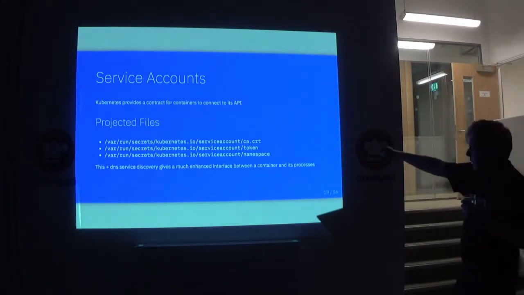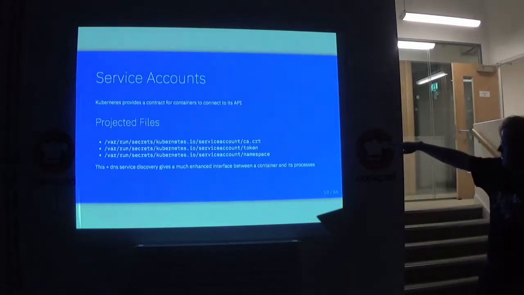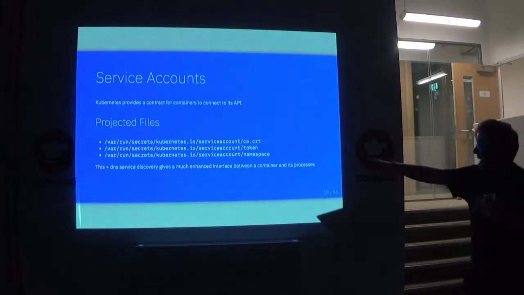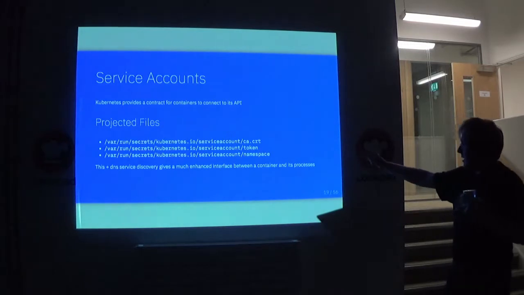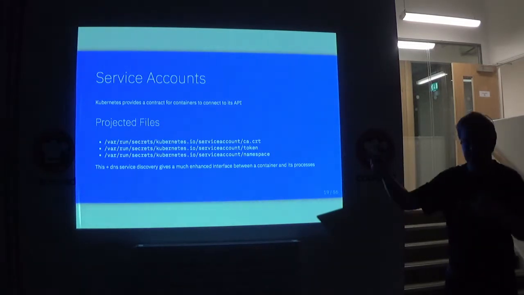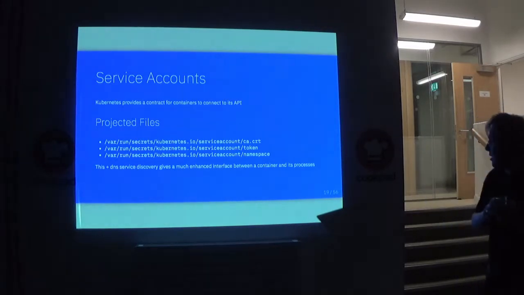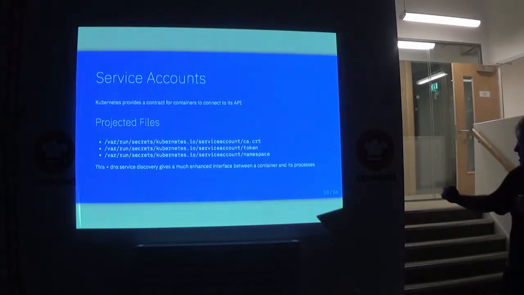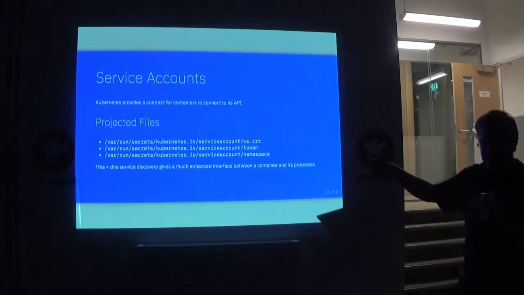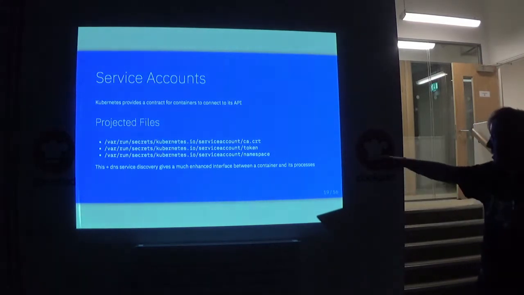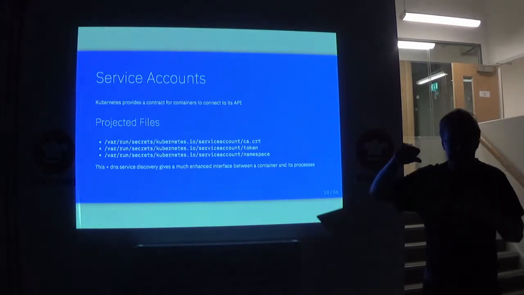There are also these predefined places that are always the same. They give you a CA certificate for your SSL, a token, and also a file that has the namespace that you should use to start off your API operations. So this is the kind of interface. There's nothing special about it. It's just a bunch of files in a certain place.